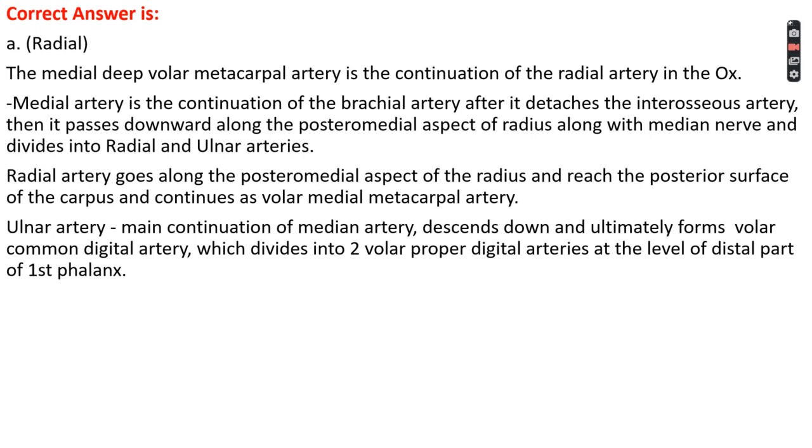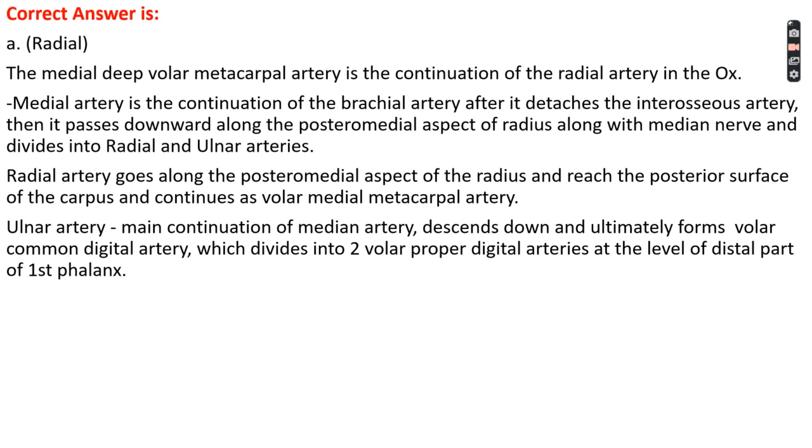Actually, that medial artery is the continuation of the brachial artery after it detaches the interosseous artery. Then it passes downward along the posterior medial aspect of the radius along with the median nerve, and then it divides into the radial and ulnar artery.